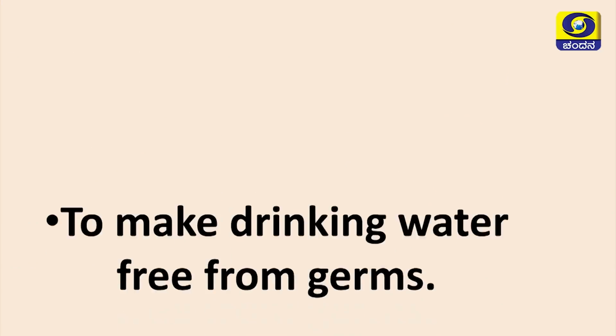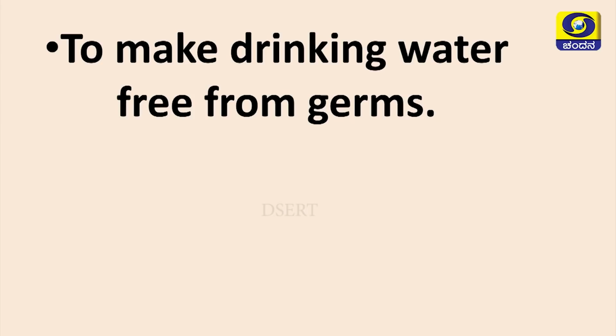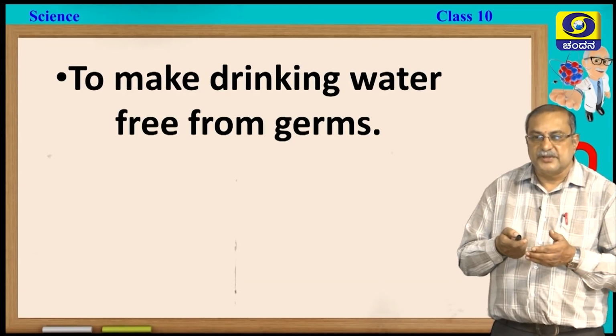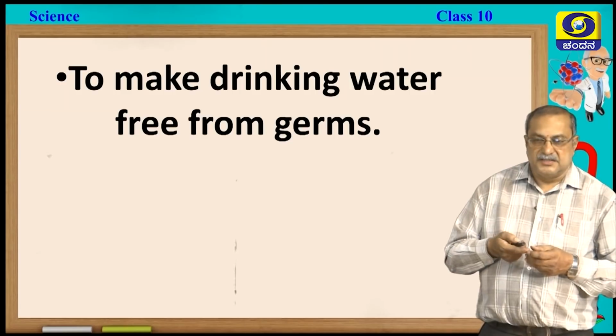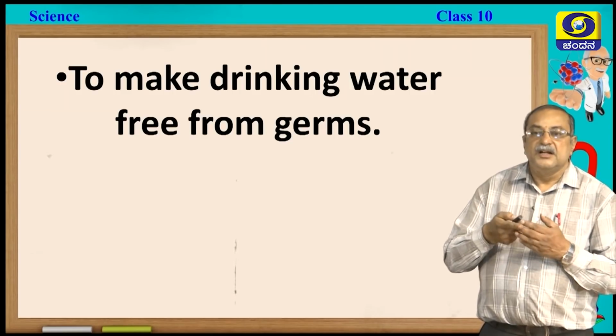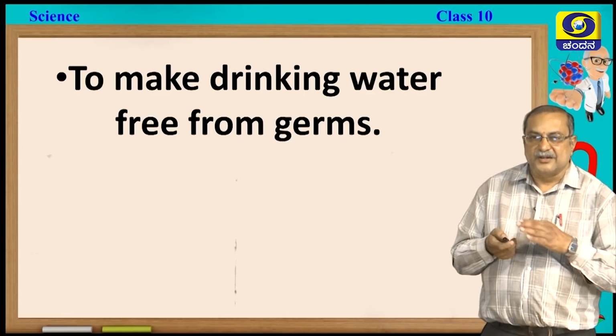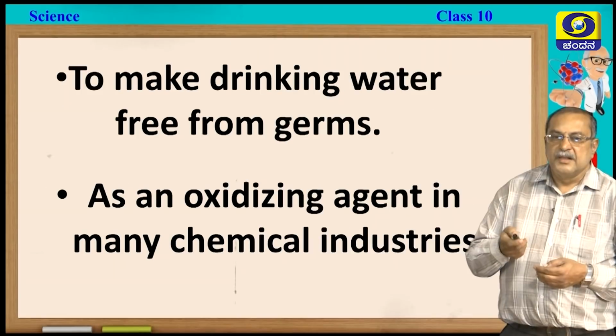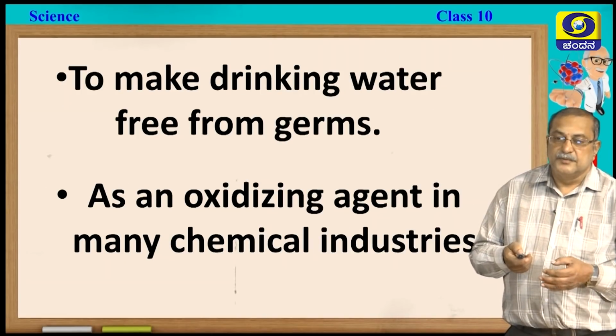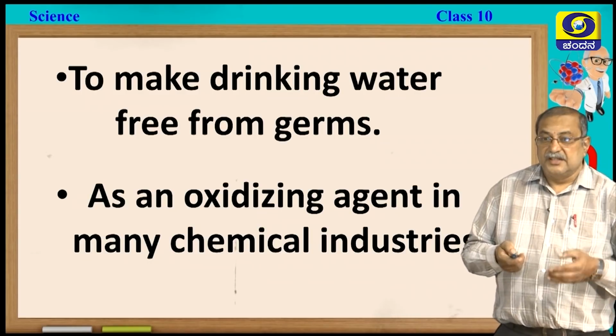Now, it is also used to clean water from germs, that means to make drinking water free from germs. Germs means microorganisms which are present, and they are killed by chlorine. It is slightly poisonous for insects. So, microorganisms such as bacteria are killed and cleaned off. Then it is used as an oxidizing agent in many chemical industries. So, these are the uses of chlorine. Still more uses are there, which you can learn in the higher classes.